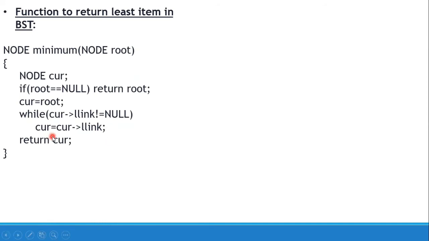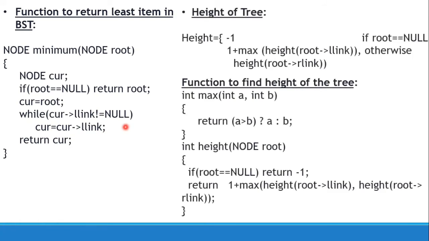As we know, all the items with the least value are kept in the left of the binary search tree. So when we retrieve current of L link, we get the minimum value of the binary search tree. Then, height of the tree. Now let us see how to find the height of the tree.